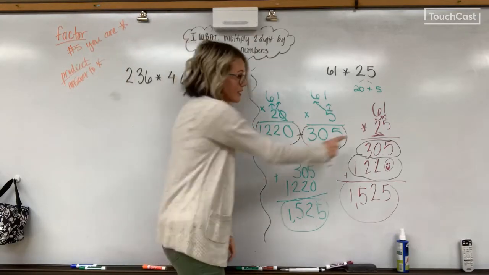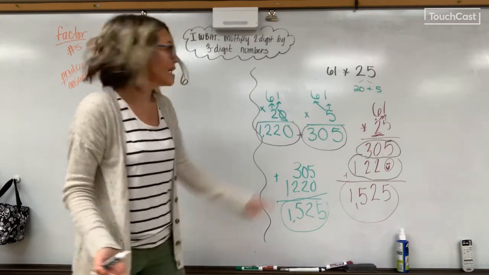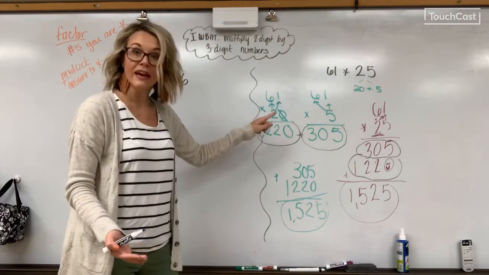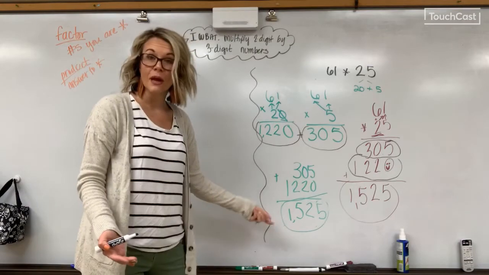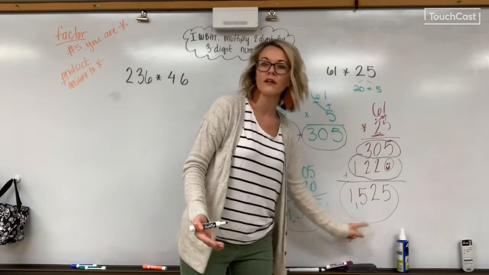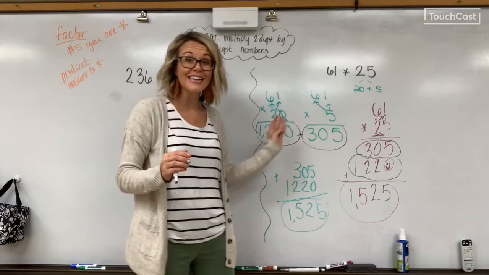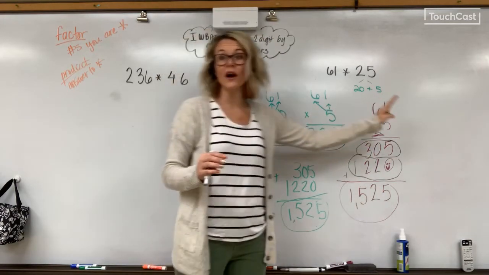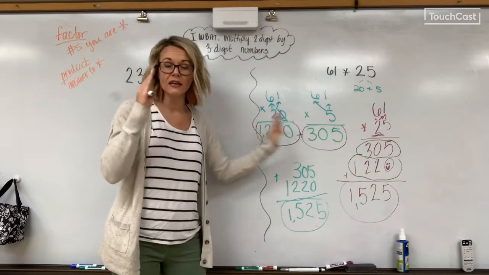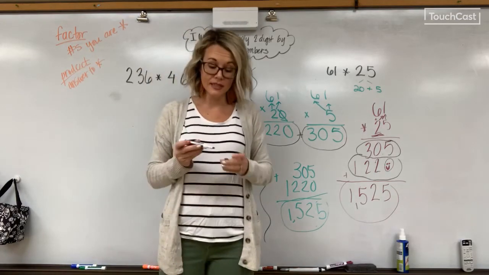But if you look, it's the exact same. I did the exact same problems. I did 61 times 5 and 61 times 20, and then I added them together. But the standard algorithm just stacks it all on top of one another so that it's organized and in one place. So they're the exact same thing. One is just all together, and one decomposes them so you can see the place values that you're multiplying by. Either one of those ways is acceptable.